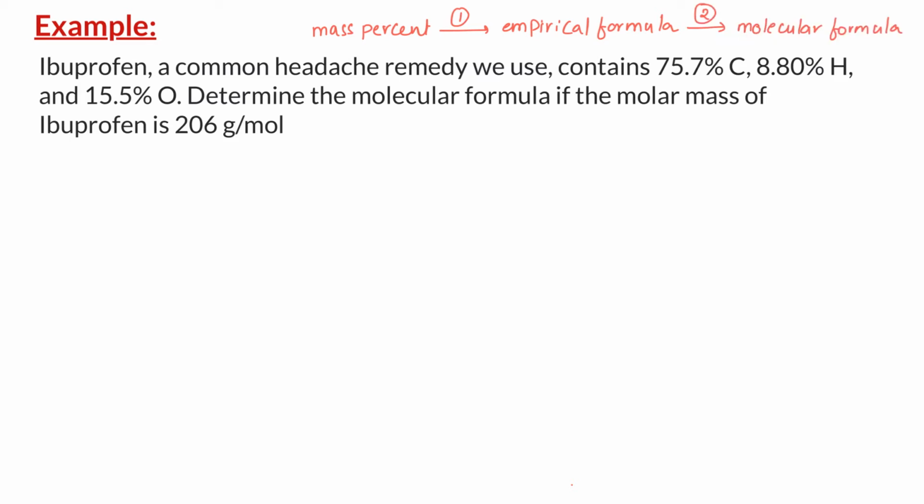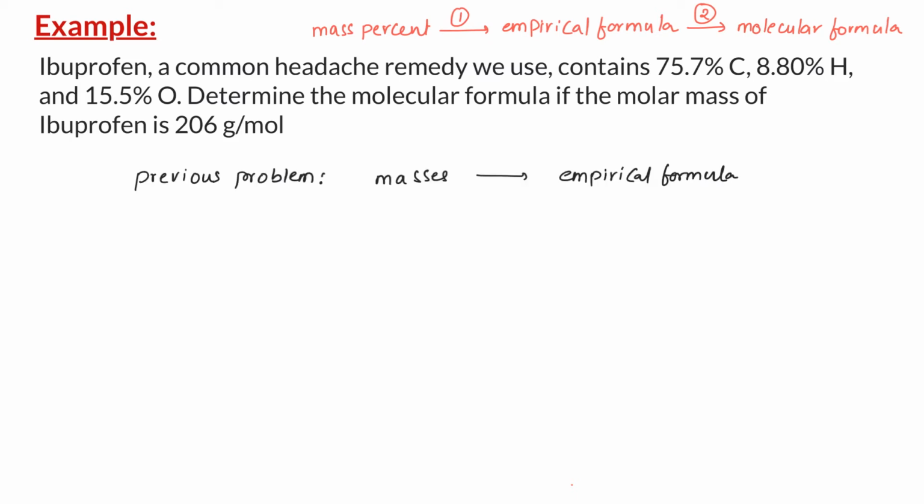The next example involves both the steps, that is, convert mass percentage into empirical formula and empirical formula into molecular formula. Ibuprofen, a common headache remedy we use, contains 75.7% carbon, 8.80% hydrogen, and 15.5% oxygen. Determine the molecular formula if the molar mass of ibuprofen is 206 grams per mole.